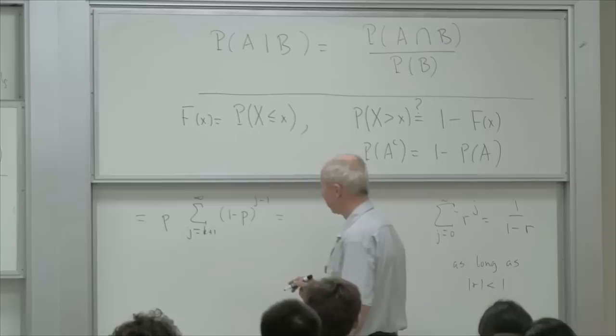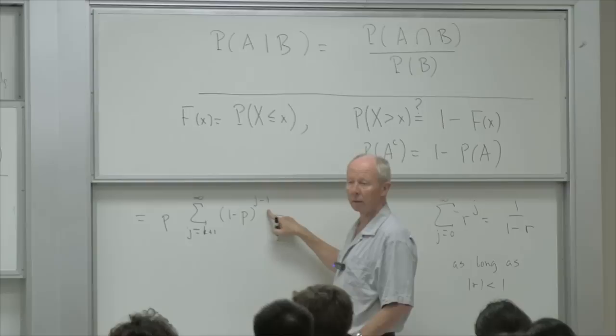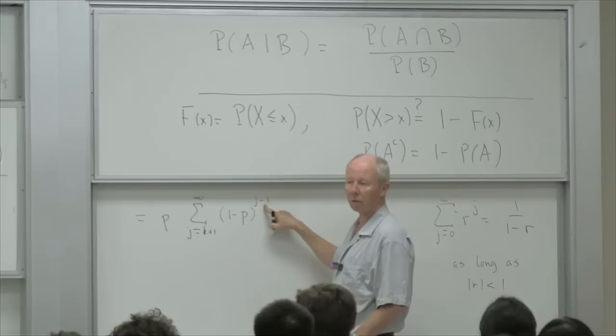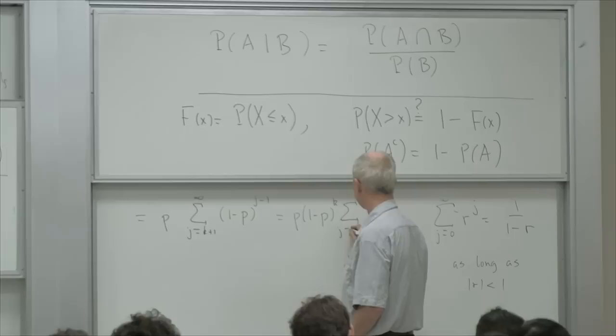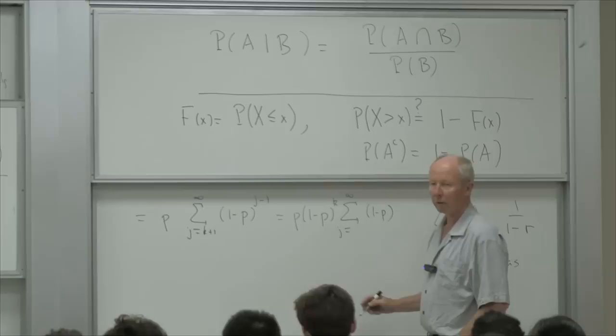Can we factor out? What's the first term here? If j is k plus 1, what appears here? K, right? If this is k plus 1 minus 1, it is k. So the first term here is (1 minus p) to the k, and all the others will have higher powers of 1 minus p. So why don't we factor out (1 minus p) to the k? It'll occur in every term. So p, (1 minus p) to the k, sum, j equals something to infinity, (1 minus p) to the what? Well, now that we've taken out the (1 minus p) to the k, we start with what?